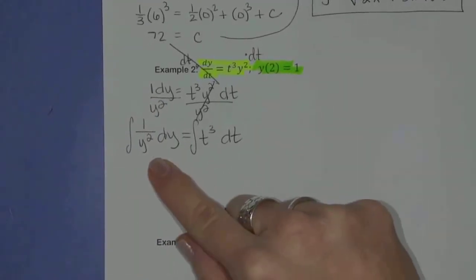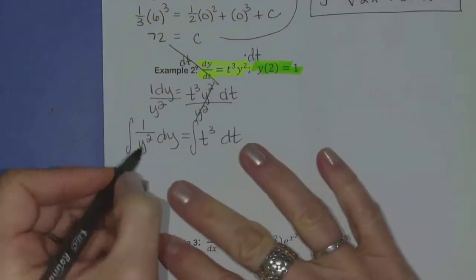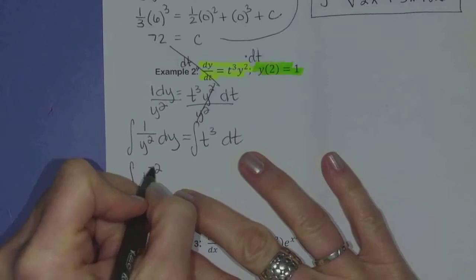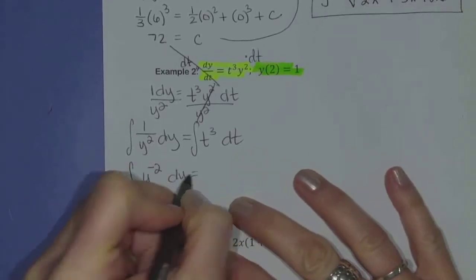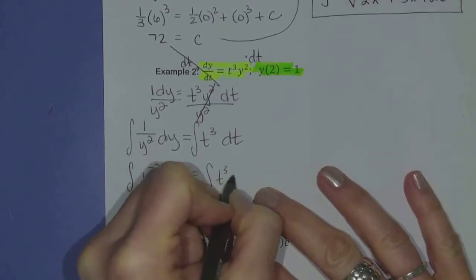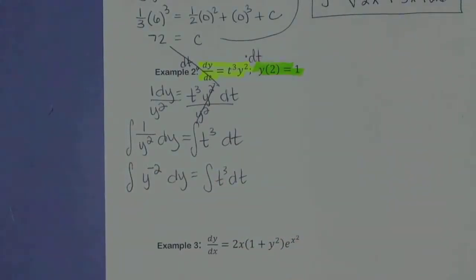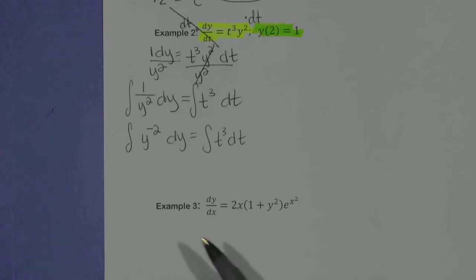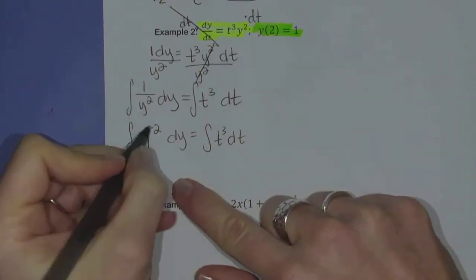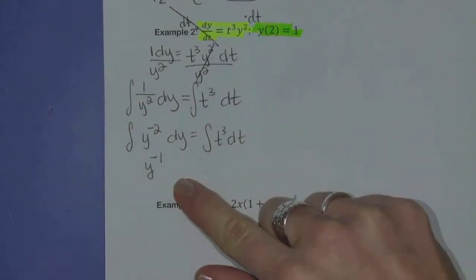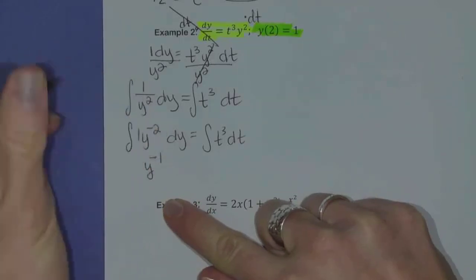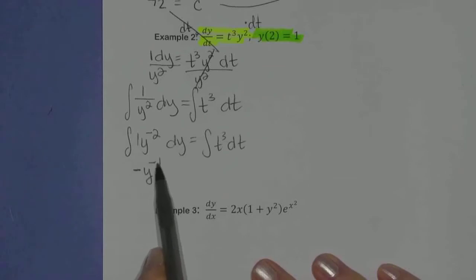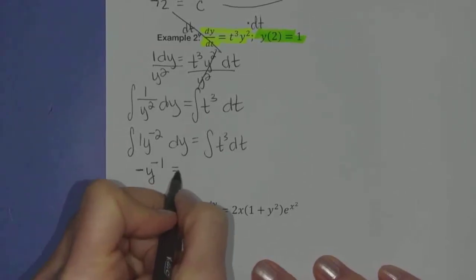Okay, what I'm going to do here on the left to integrate is I'm going to actually bring the y squared up and make it y to the negative second. And I'm just going to leave the right side alone. And now I'll use my power rule in reverse here to anti-differentiate. So when I add 1 here, I get a negative 1. And when I divide 1 by negative 1, I get negative 1. So I have negative y to the negative first equals.